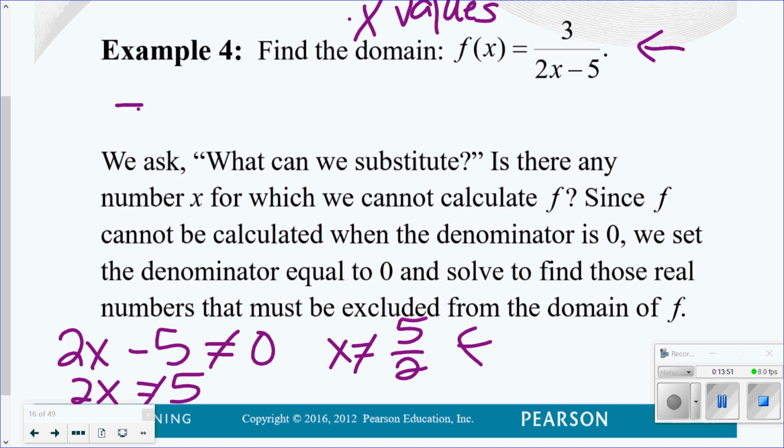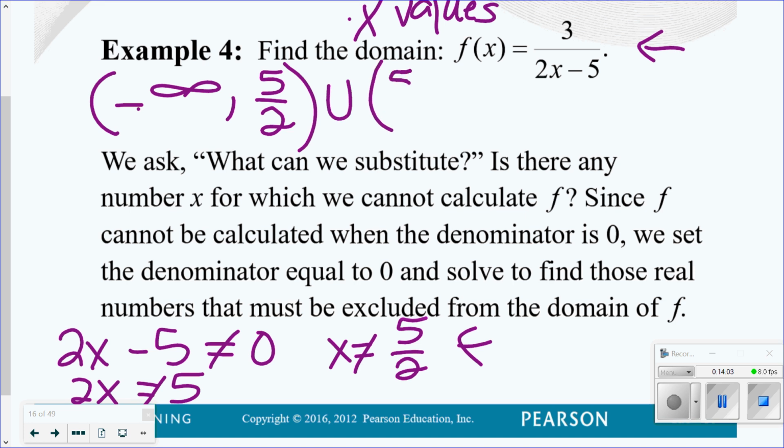So our domain would be negative infinity to 5/2. Remember, I can't include 5/2. We're not allowed to use it. Union 5/2. We're starting again on the other side of 5/2 and going to infinity. We are excluding this one number because it causes the denominator to be equal to 0. If you plug 5/2 in here for x, this whole denominator would turn into a 0, and that is not allowed.